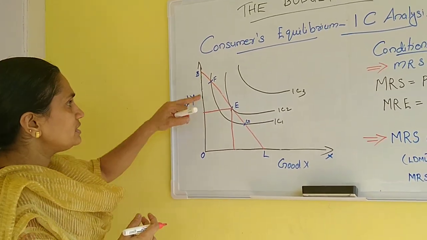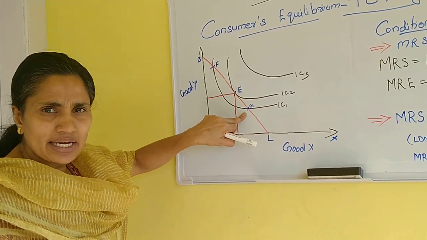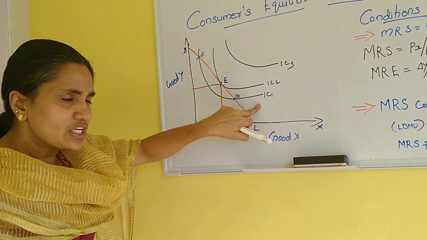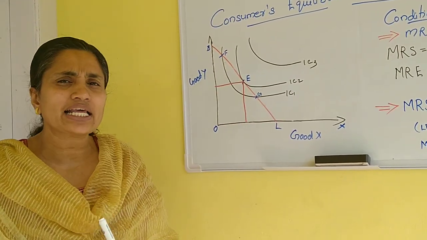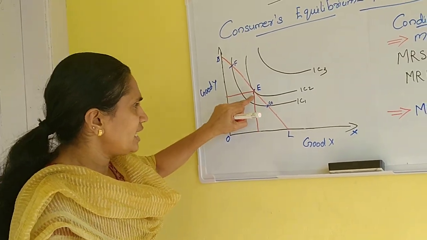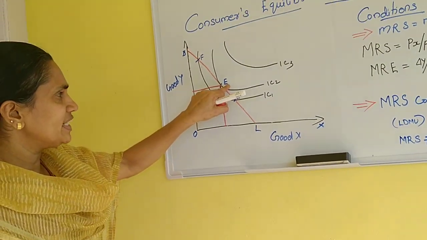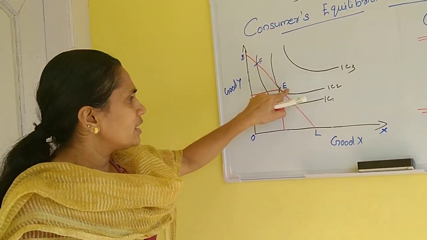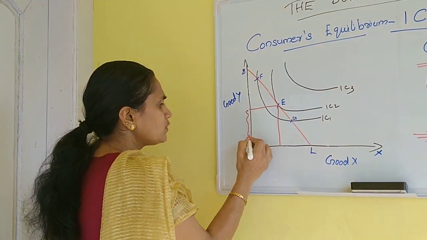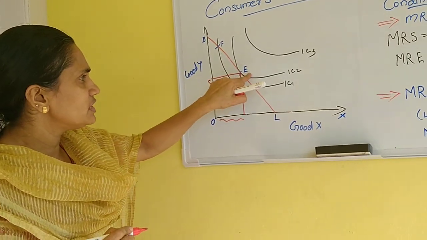When we compare with the other 2 points, F and G also, MRS is equal to MRE, the budget line, which is tangent to the indifference curve. But the consumer, a rational consumer, always tries to choose the combination of E. Why? Because he is able to consume within the limited income, able to consume this good Y and good X in equal units. That is the speciality of this point E.